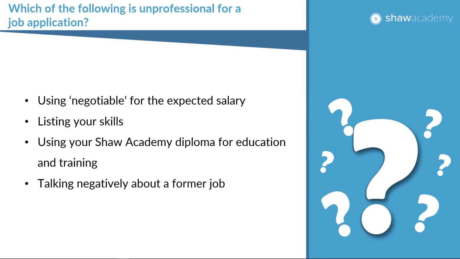Well, let's go through them. Using negotiable for the expected salary, that's perfectly okay. Listing your skills, of course you would do that on a job application. Using your Shaw Academy diploma for education and training, some of you may be wondering that. Of course you can. This is why you are doing this course, to improve your CV, to improve your skills. So of course it is number 4.